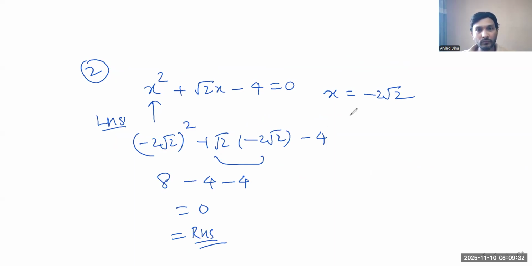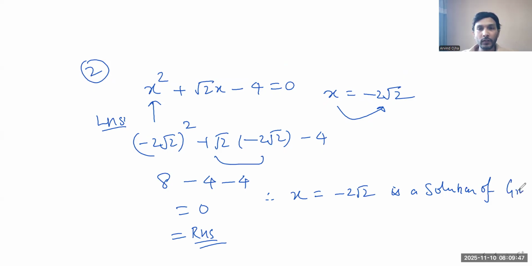Therefore at x is equal to minus 2 root 2, we are getting 0. So therefore we can say that x is equal to minus 2 root 2 is a solution of the given equation.